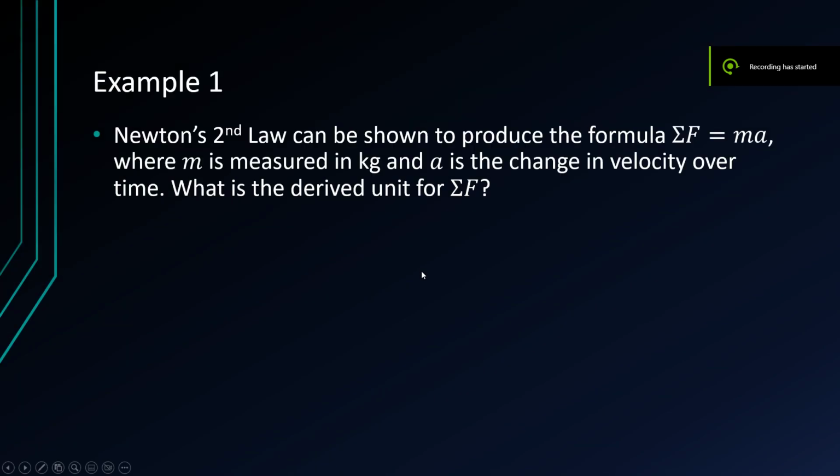So here's a relatively basic example of dimensional analysis. Newton's second law can be shown to produce the formula the sum of forces is mass times acceleration, where m is in kilograms and a is the change of velocity over time. What is the derived unit for the sum of the forces? I'll let you have a go yourself at this question, and when you're ready you can unpause the video.